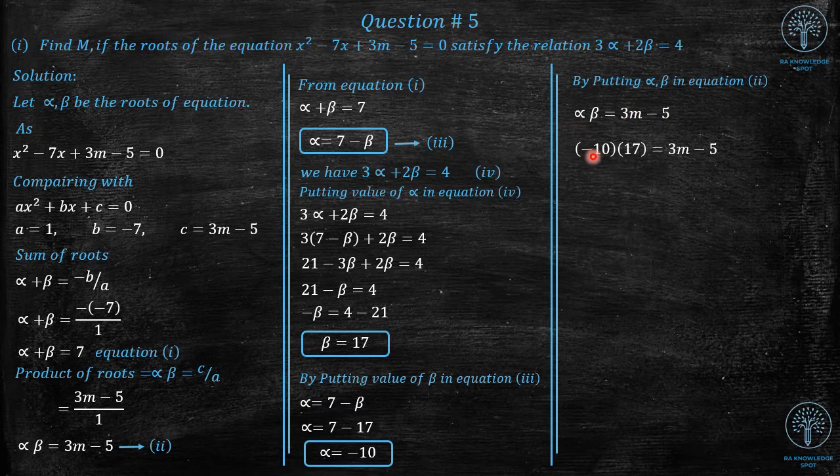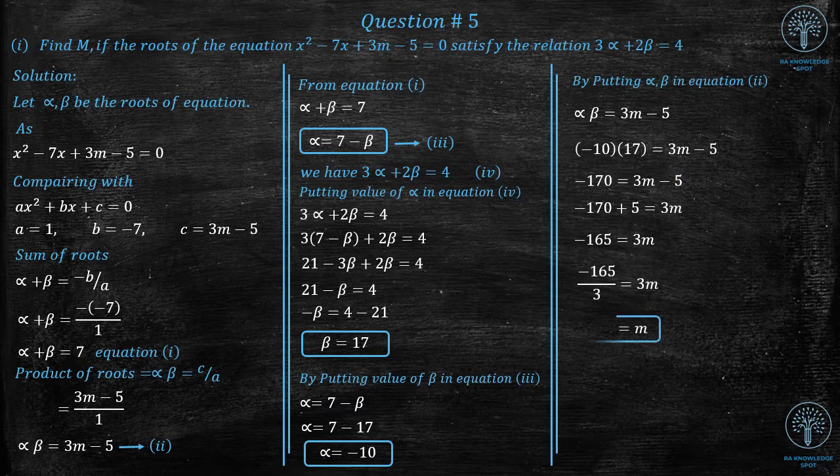Alpha is minus 10 and beta is 17. After multiplying, this will be minus 170. Then just moving one to the other side and dividing, you will get this value. Dear students, this is the answer of the question, or the answer of m.